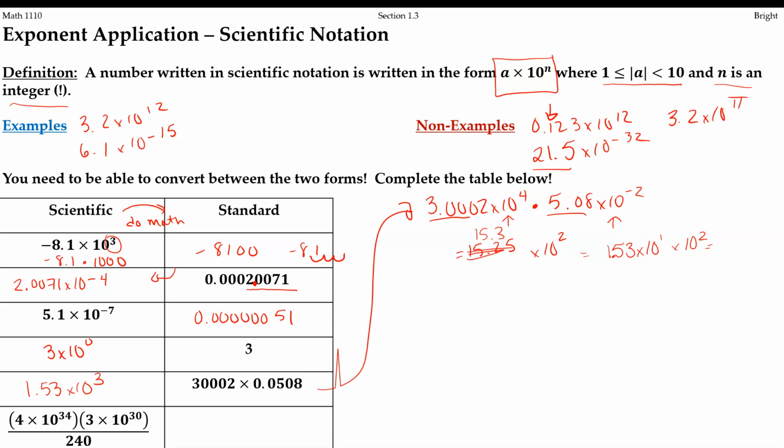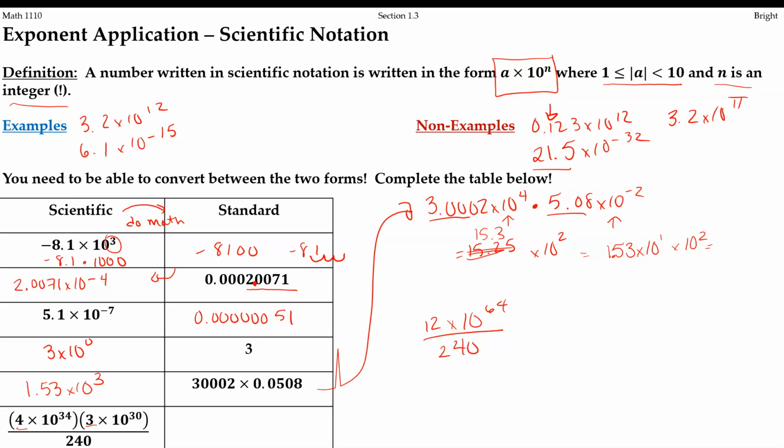Now I encourage you to try this last one on your own. Again, what I would do is multiply the 4 and the 3 together and get 12. Pause the video before I go through this all. But I would get 12 and then combine the powers of 10. So I get a whopping times 10 to the 64th, a very large number.